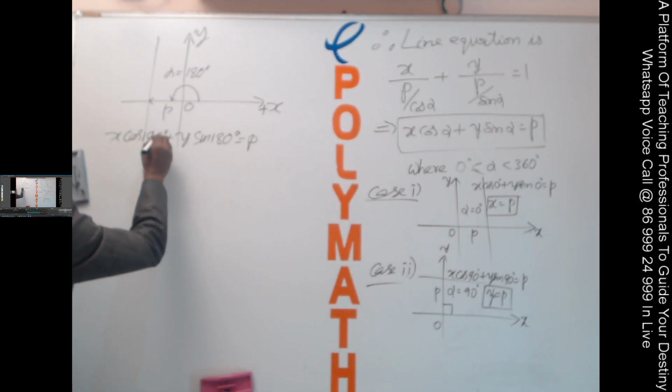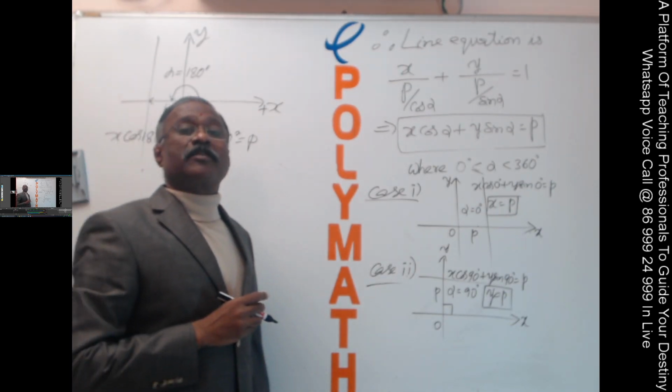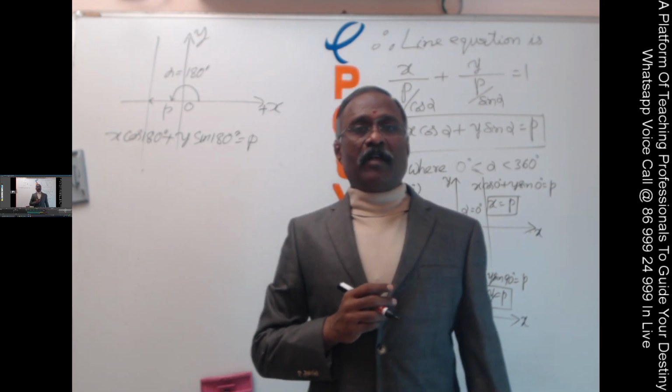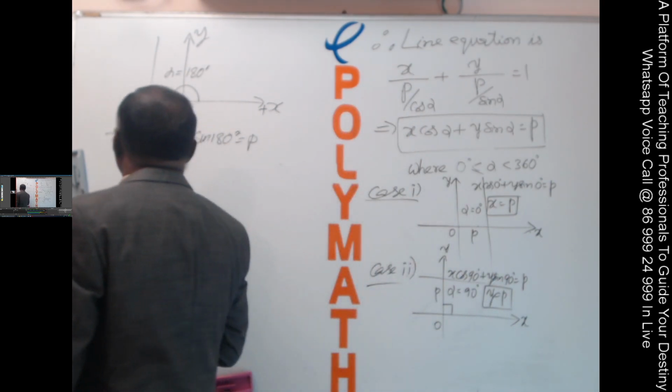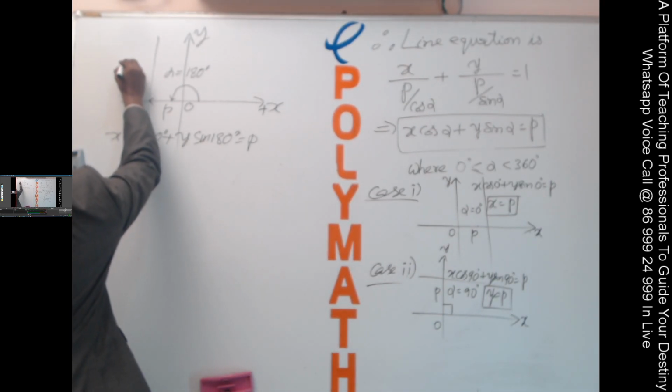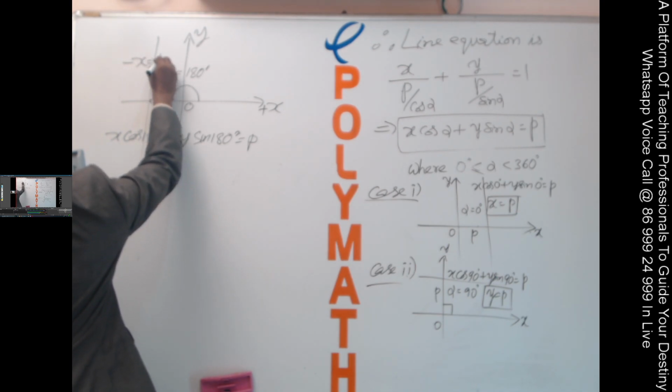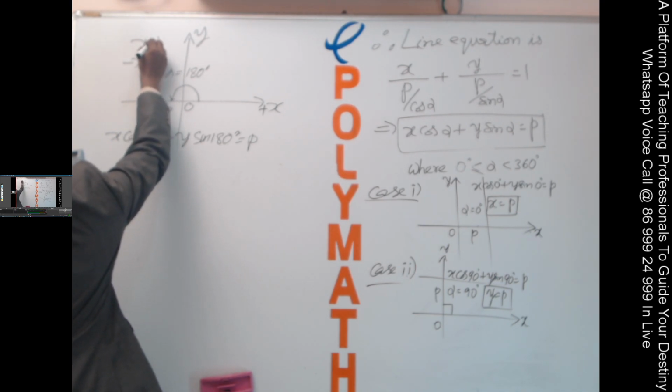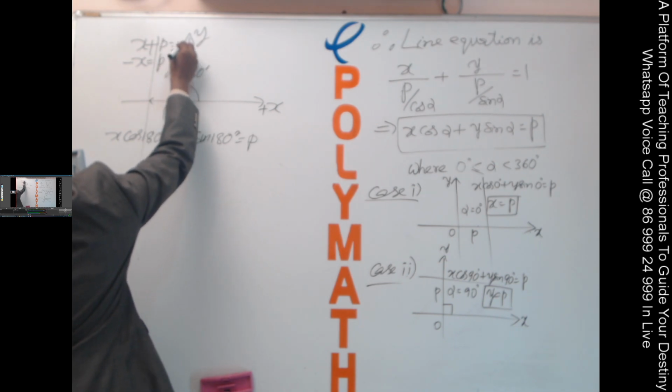Then what happens? Cos 180, everyone knows it is minus 1. So minus x is equal to p, or x plus p is equal to 0.